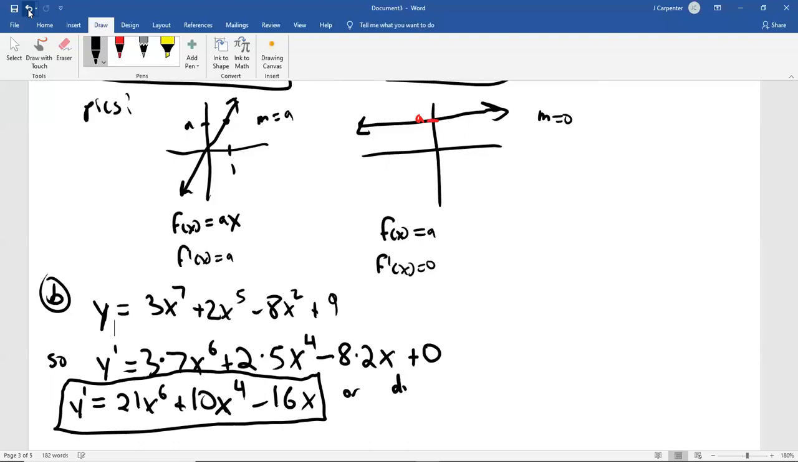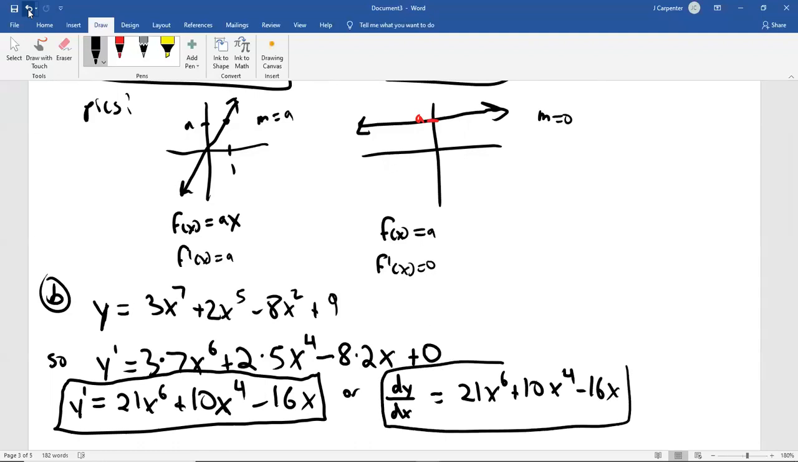Or the other notation, dy over dx. See, we're not talking about f of x, we're talking about y, so that's why we don't write f prime of x or df dx. So 21x to the 6th plus 10x to the 4th minus 16x. Again, same answer, just different notation.